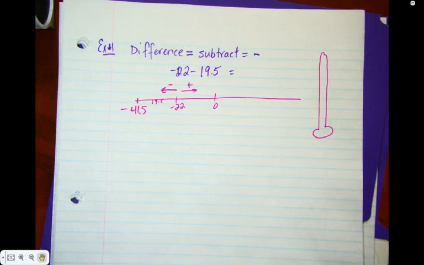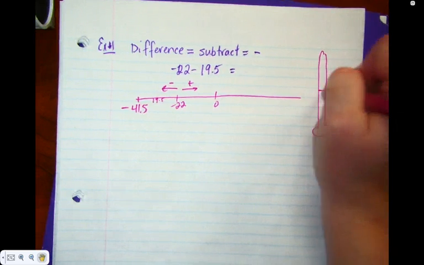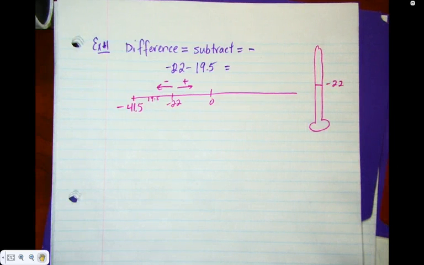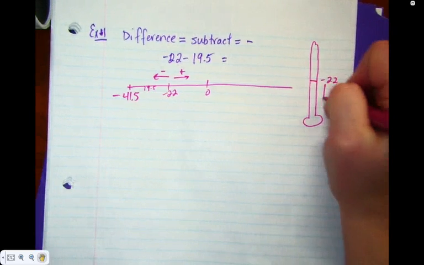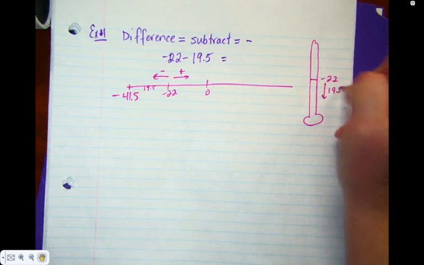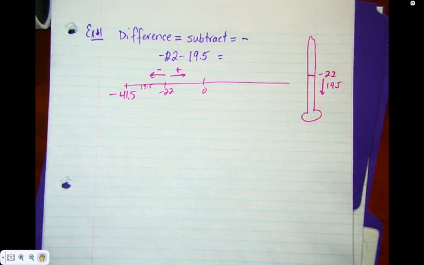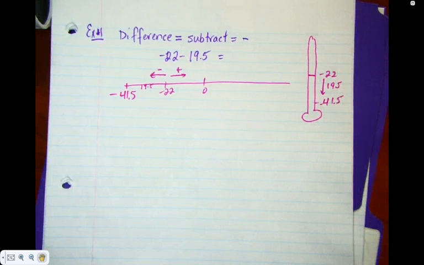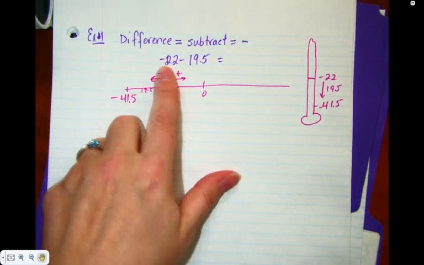Let's just pretend. And the temperature right now is at negative 22, typical Winnipeg kind of temperature for this time of year. Negative means the temperature is dropping, and we're dropping by 19.5 degrees. If we're at negative 22 and it is getting 19.5 degrees colder, what temperature are we at? Negative 41.5.